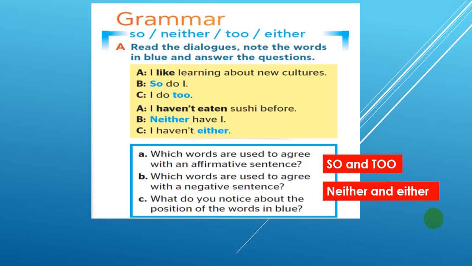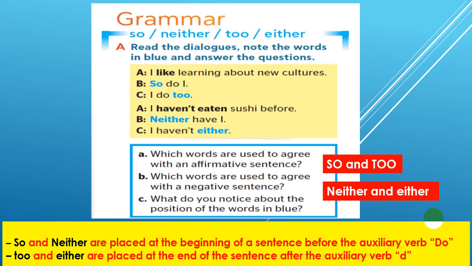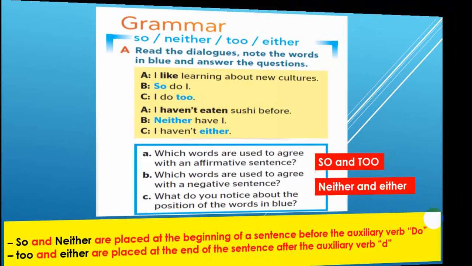What do you notice about the position of the words in the sentence? So, here's the main structure. So and neither are placed at the beginning of the sentence before the auxiliary verb. And too and either are placed at the end of the sentence after the auxiliary verb. So this is the main difference between the positions.